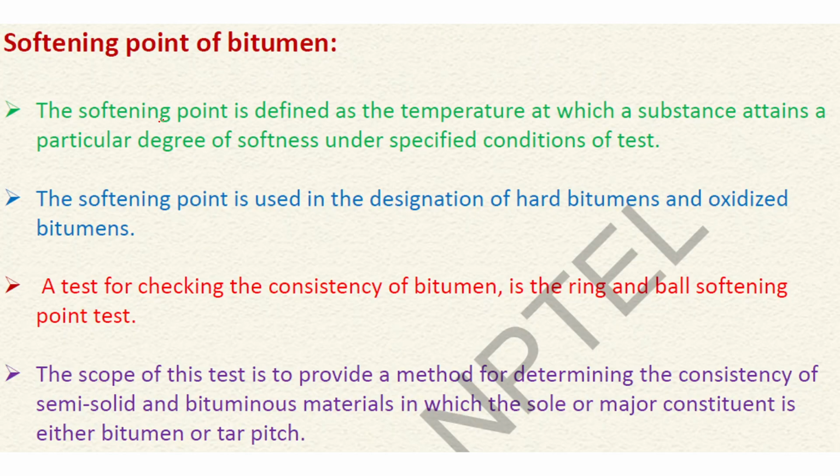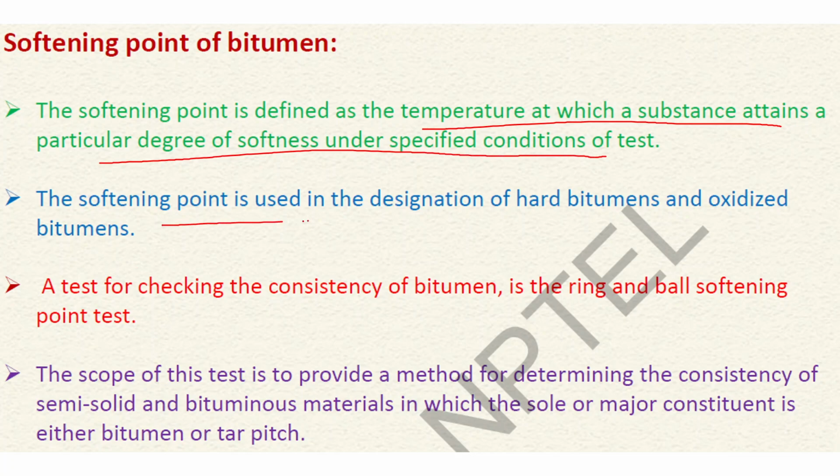Softening point of bitumen. The softening point is measured as the temperature at which a substance attains a particular degree of softness under specified conditions of test. The softening point is used in the designation of hard bitumens and oxidized bitumens. Hard bitumens are the natural bitumens which are produced from the crude oil, and oxidized bitumen is this natural bitumen oxidized in the presence of oxygen. It becomes stiffer compared to the hard bitumen.